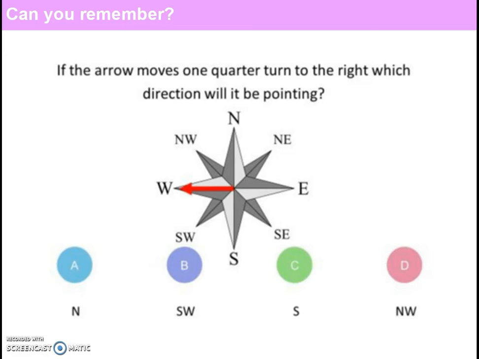We can see that it's pointing at the west at the moment, and you're asked if the arrow moves 1/4 turn to the right, which direction will it be pointing? Will it be A, north, N, B, southwest, SW, C, south, S, or D, northwest, NW? So if the arrow moves 1/4 turn to the right, which direction will it be pointing? Will it be A, B, C, or D? Make your choice, and then we'll see what the answer is in a few moments.